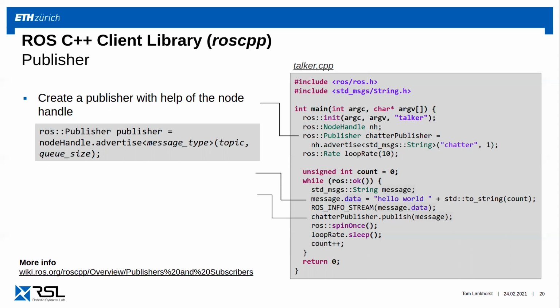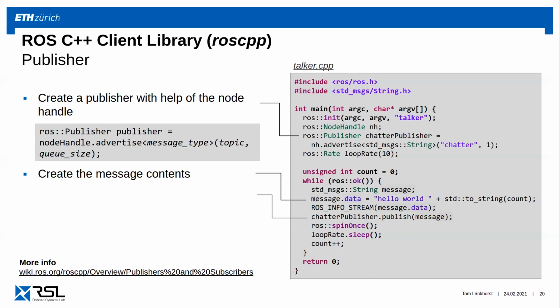Again, we define a ros::Rate variable that defines the frequency at which we will be sending out messages in our while loop. We set up a count variable and initialize it with the value 0. And here we use the ros::ok call in the while loop again. So instead of ros::spin, we will use a while loop together with ros::spinOnce.